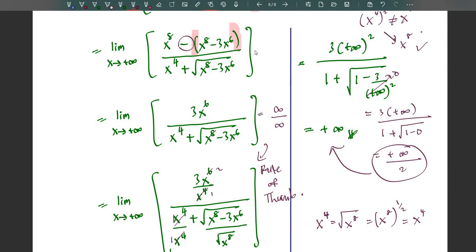Okay, that's it for this video, the last part of limit at infinity. Hopefully you understand the whole thing about how to solve limit at infinity.